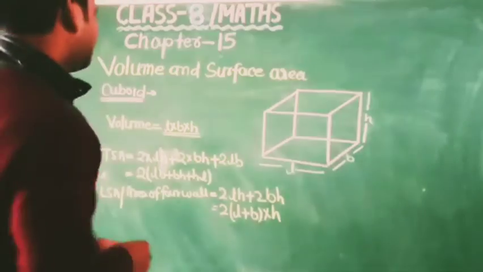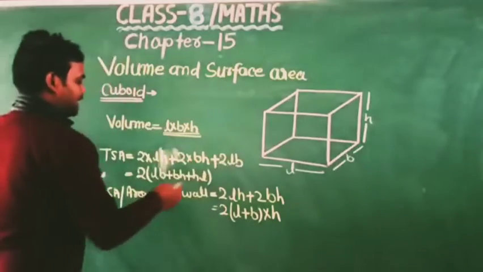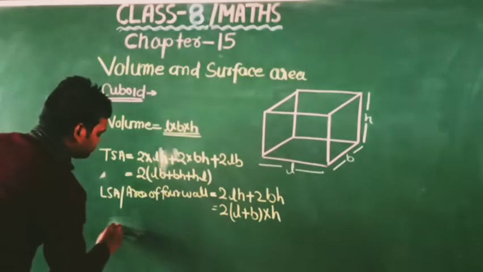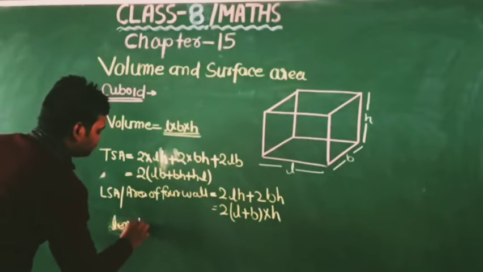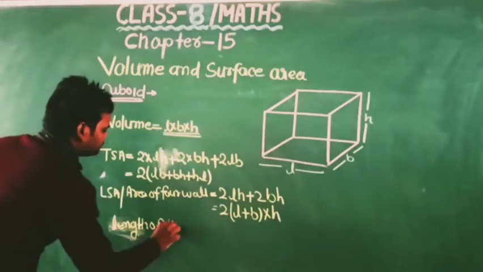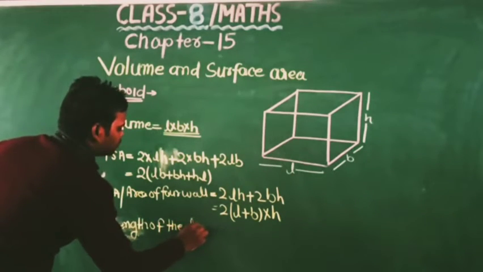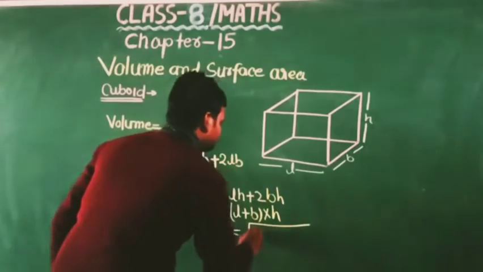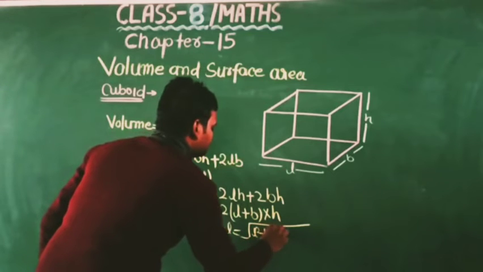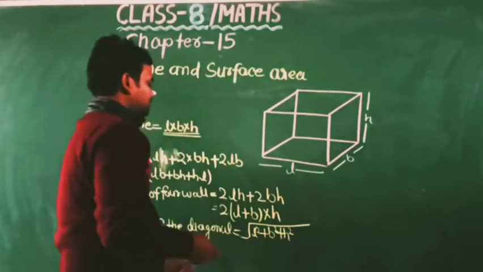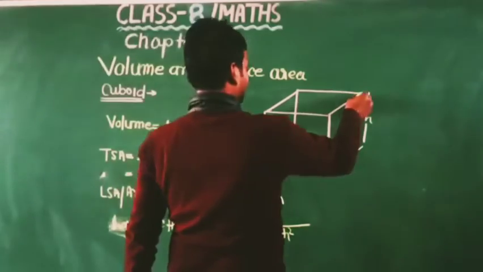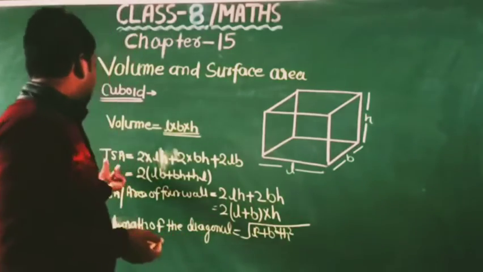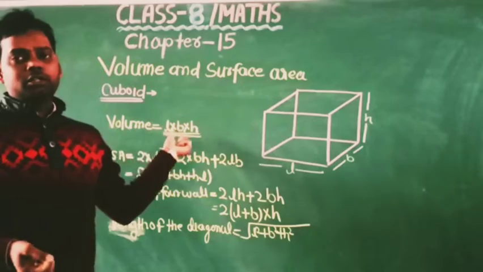And next, the longest side, the diagonal. Length of the diagonal equal to square root of L square plus B square plus H square. This is the length of the diagonal, the longest length of the cuboid. Okay.